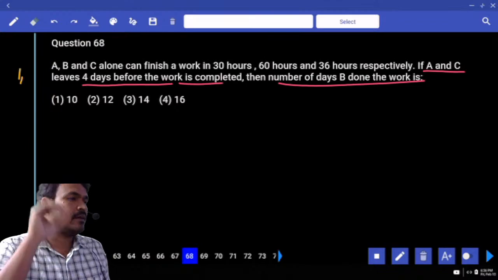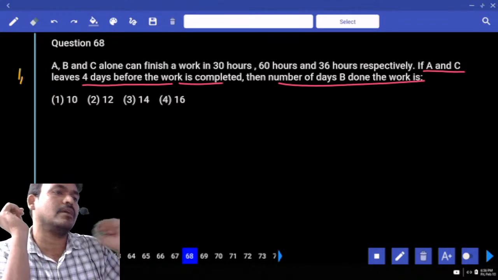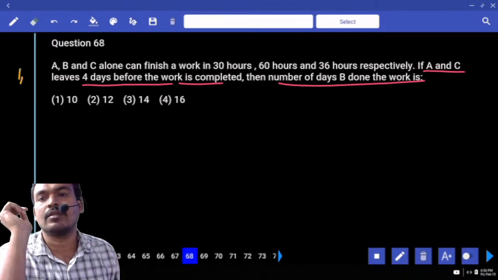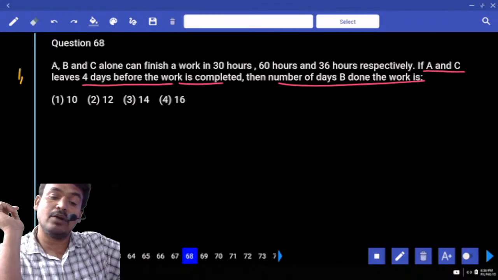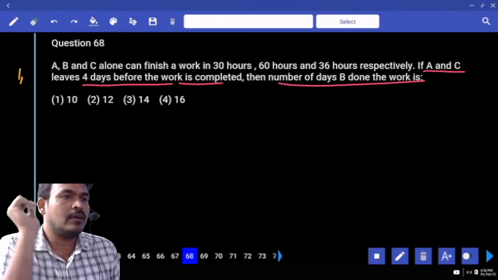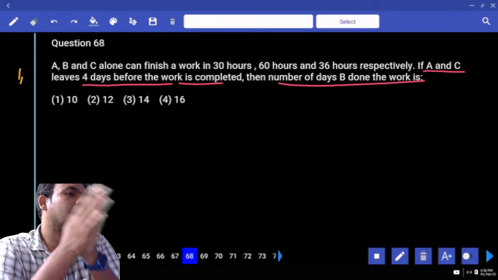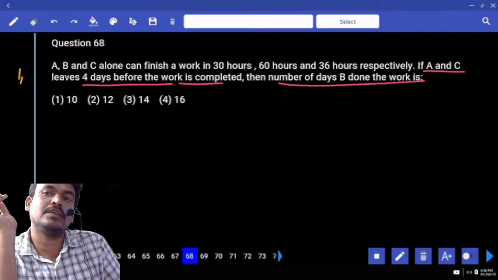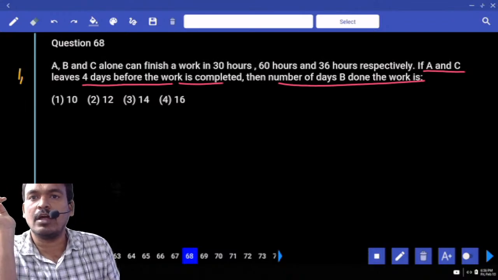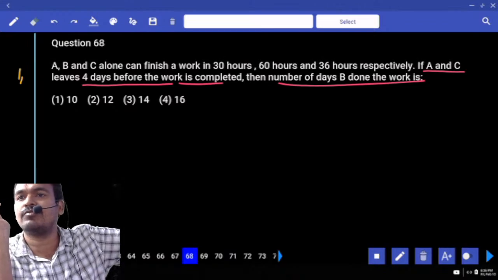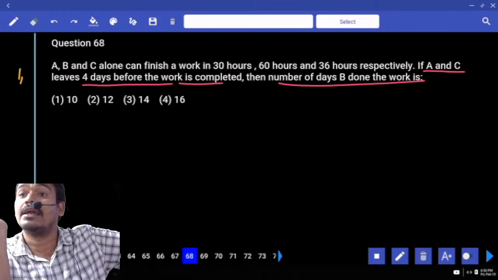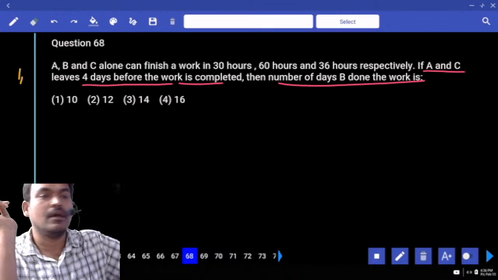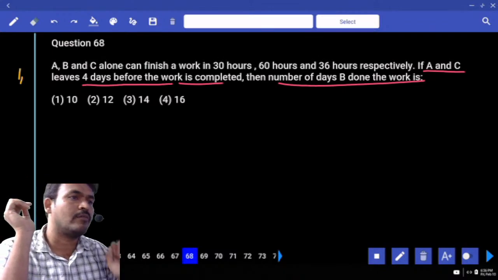What is the meaning here? From starting to ending, which one is working? B is working. Compared to B, A works how many days less? 4 days. Compared to B, C works how many days less? 4 days, or not? Suppose B is working for T days, A is working for T minus 4. Then C is working for T minus 4, or not? Simply we are saying T minus 4 days work of A, T days work of B, T minus 4 days work of C. All these added, we get the total work, or not?